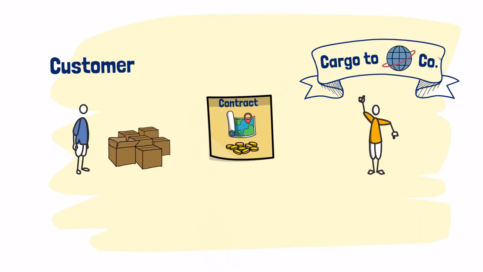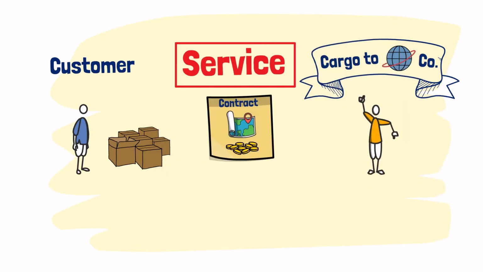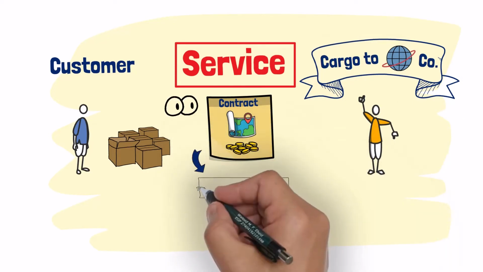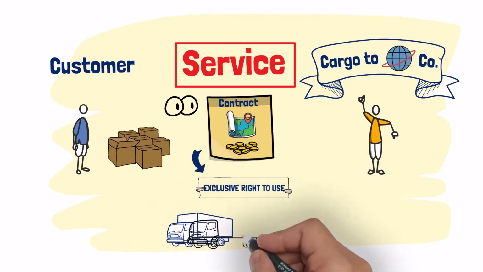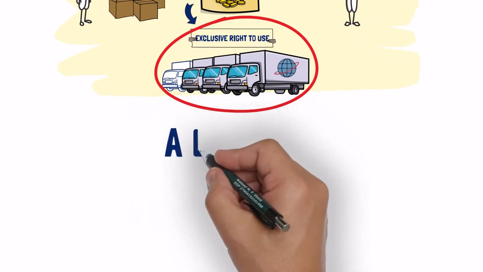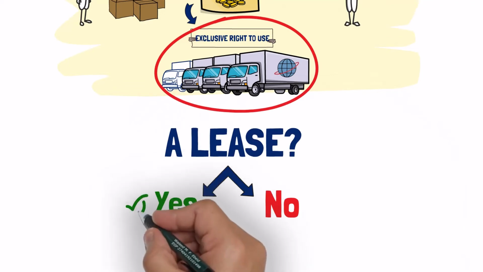Up to this point, the contract is a service contract. However, if you look further into the contract, you might find out that the contract in fact grants the customer an exclusive right to use some specified vehicles during the contract term. In this case, we need to assess whether the use of these vehicles constitutes a lease, and therefore IFRS 16 should be applied.